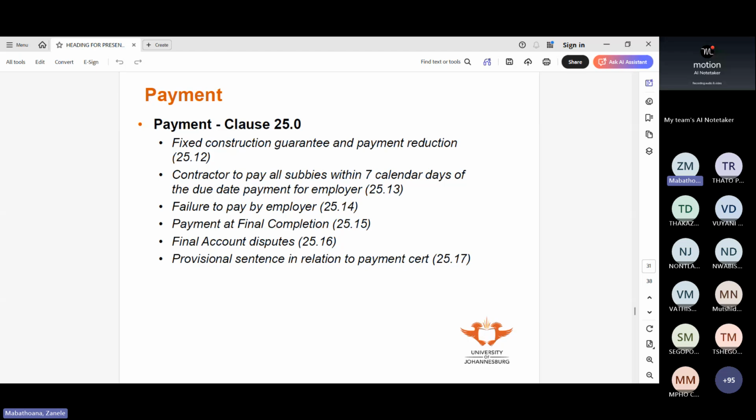So I could ask you, what happens to penalties at practical completion? You don't have to know which clause practical completion is. You just know that at practical completion, penalties cease. Once we achieve practical completion, we can't charge penalties anymore.